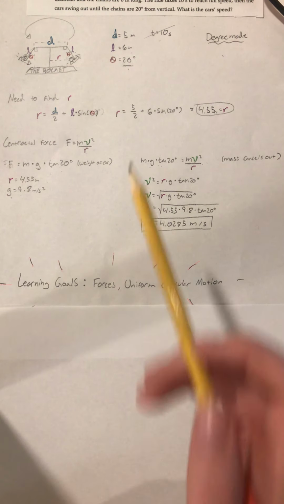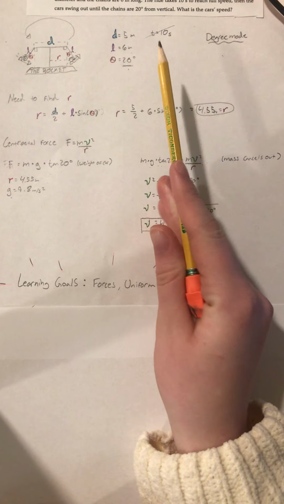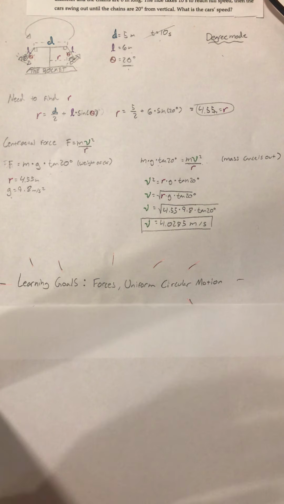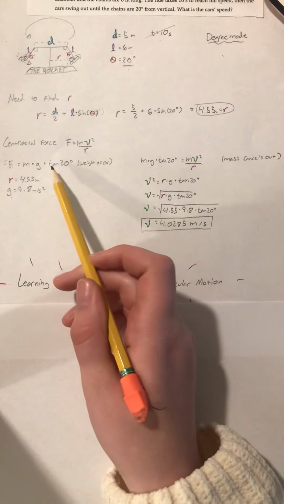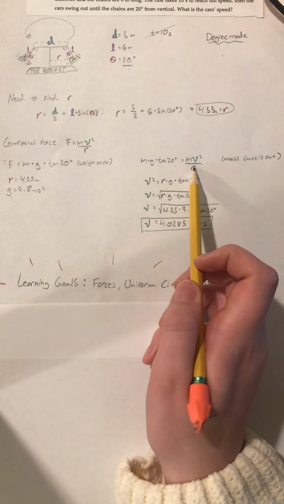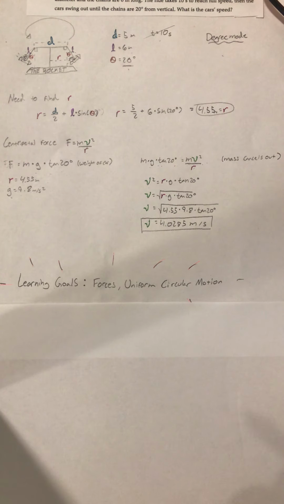When you first read this question, you think that the t equals 10 seconds would actually matter, but it actually doesn't. And then also you might look at these two equations separately and be like, oh, well, I don't have the mass, so I can't use that. You actually can, because the masses cancel out.